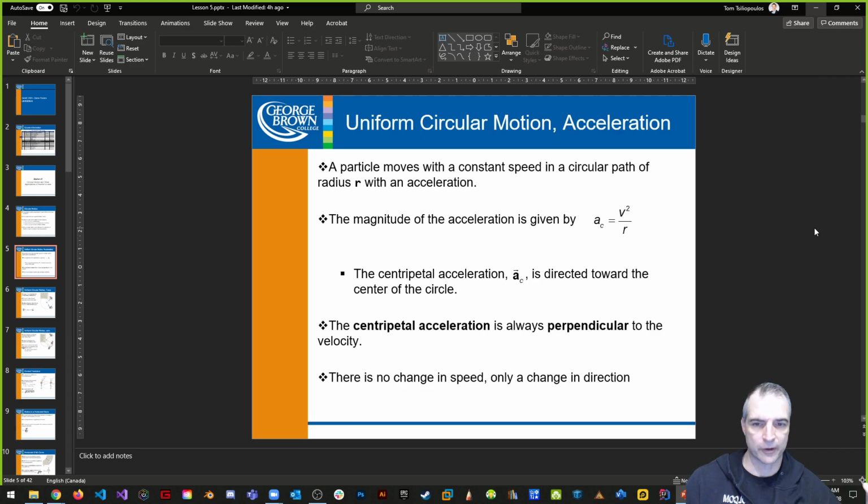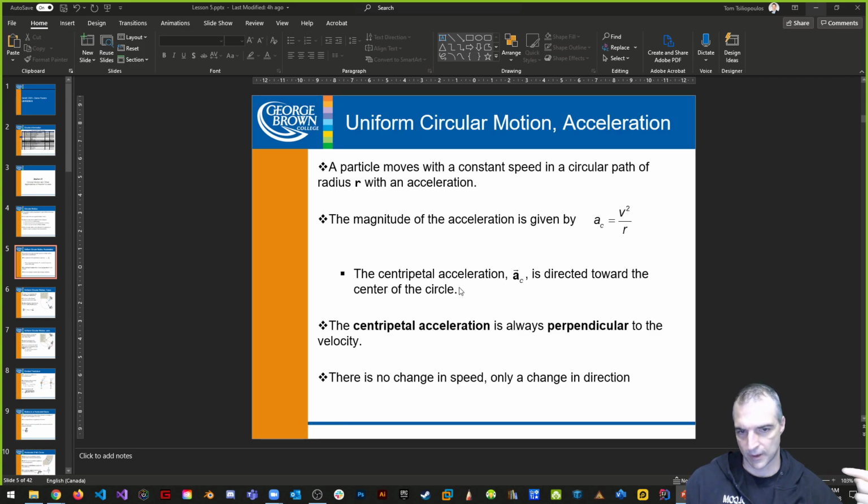So one thing we want to talk about here is the idea of uniform circular motion. A particle moves with a constant speed in a circular path with radius r, with a particular acceleration. The magnitude of the acceleration, so the length of the vector, is v squared over r. So v squared, the velocity squared, over the radius, or the speed over the radius in this case. The centripetal acceleration, or a_c, with the lowercase c as the subscript, is directed toward the center of the circle. And we talked about that briefly last week.